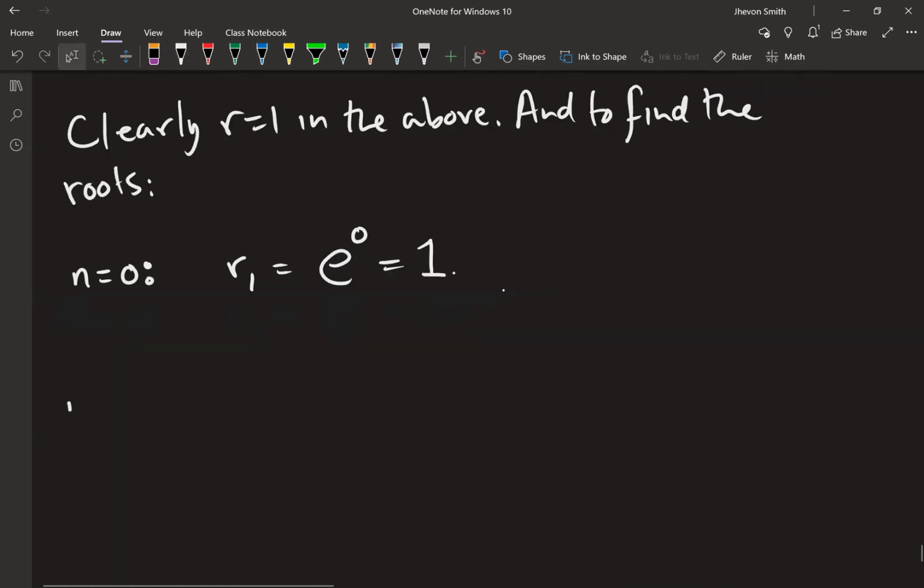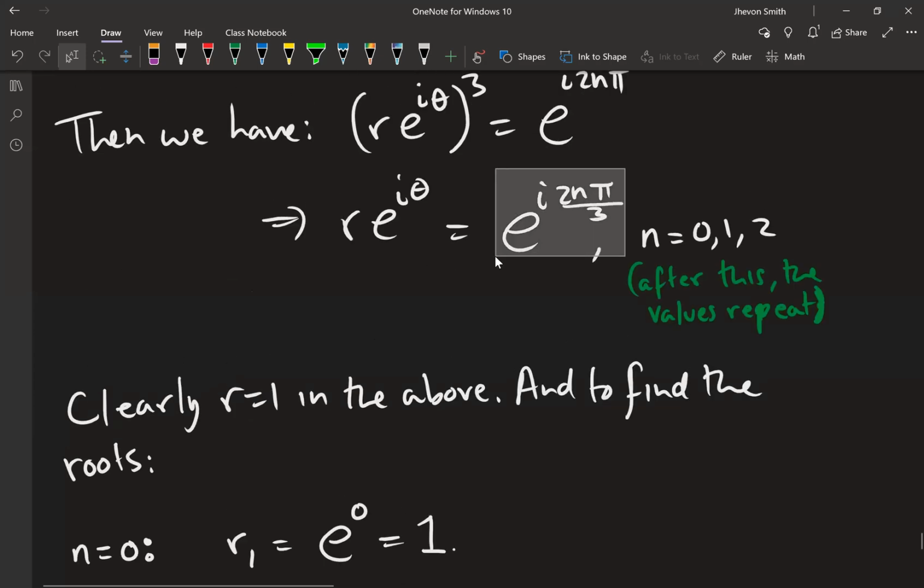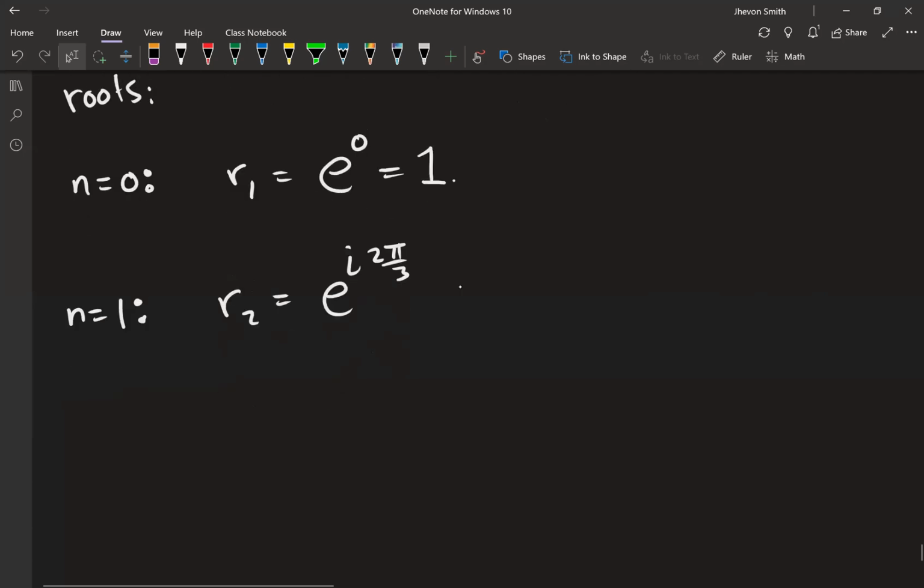Then I'm going to plug in n equals 1. This will help me find the second root. This is going to be e to the i 2 pi over 3 by just plugging in n equals 1 here. Now, what is that? Well, that is cosine of 2 pi over 3 plus i sine of 2 pi over 3.